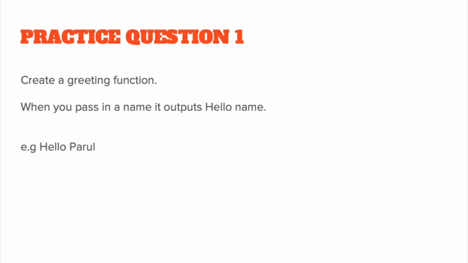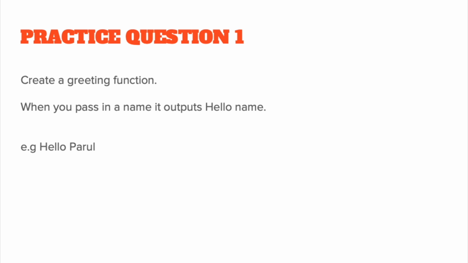Okay, let's practice this, writing procedures, and especially procedures that take in a parameter. So have a go at practice question 1, where you need to create a greeting function, and when you pass in a name, it outputs hello, whatever the name is. So for example, if I call greeting, round brackets, a string in there called Parul, it should print out hello Parul.